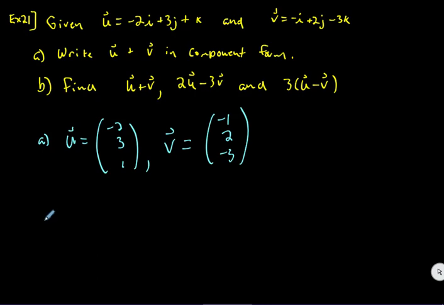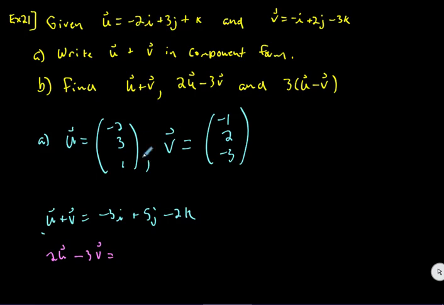So U plus V would be negative 2 minus 1, negative 3i, and then 3 plus 2 is 5j. Good. And then 1 minus 3 is negative 2k. Good. So that's the first one. Let's look at the next one here. This time it's 2U minus 3V, right? Good?